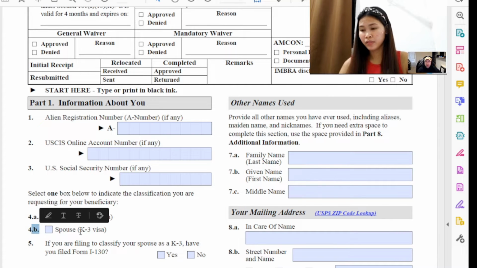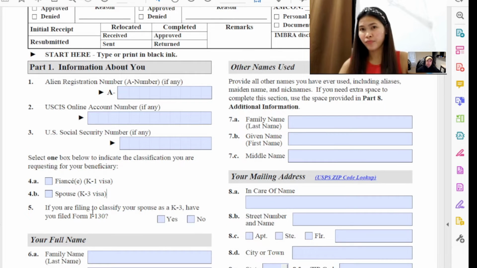If you look at 4B, that would be if you've already married and you need to go down that specific pathway to get your citizenship. All right, 5. If you're filing to classify your spouse as a K3, you have filed the form I-130. Not applicable. You leave that blank.